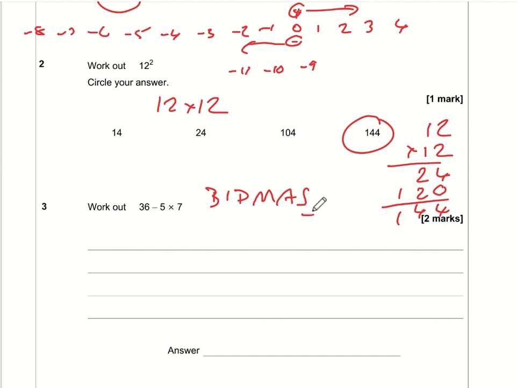Question number 3 is testing our basic understanding of BIDMAS. We have subtraction and multiplication. Multiplication needs to happen first. 5 times by 7 is 35. So the question is now 36, take away 35, which is of course 1.